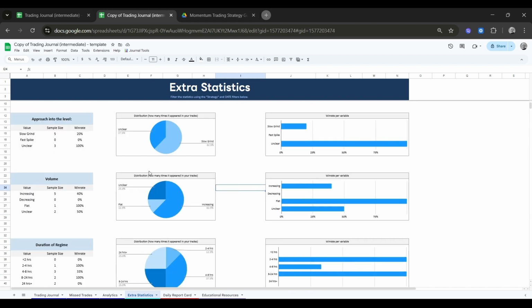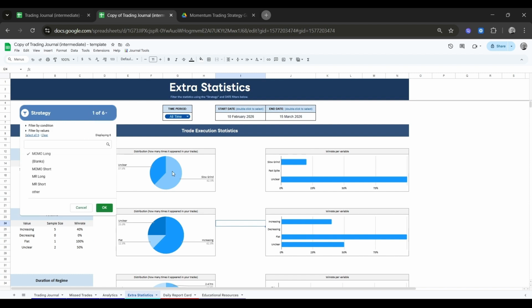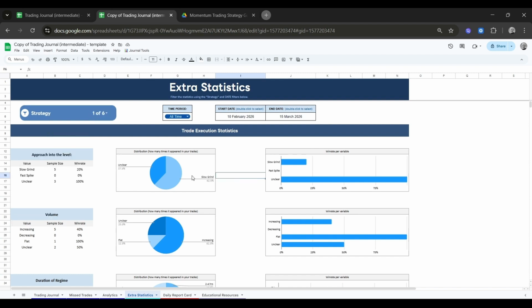So what it's done here is it's automatically filtered out all of the trades which are only momentum longs, and it's giving me the statistics for my win rates for each of the variables. So we can see here, if price did a slow grind into the level, it only happened on 5 momentum trades, and the win rate of them was only 20%. And on 3 momentum trades, it was unclear, and the win rate was 100%.